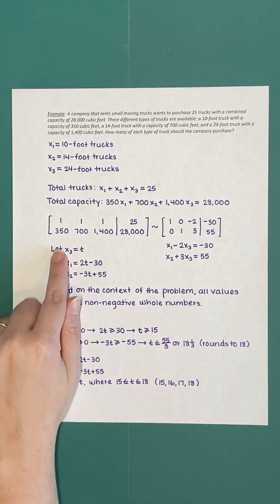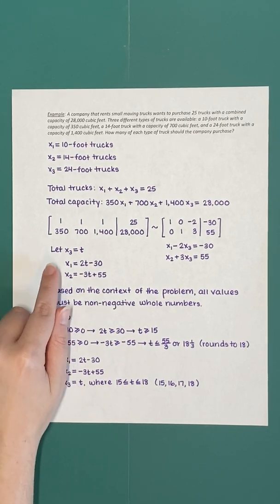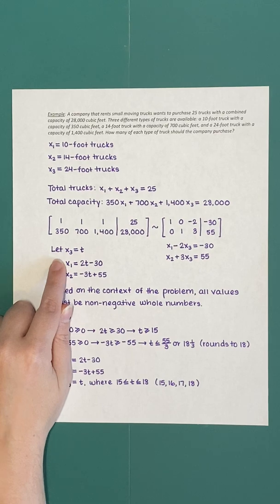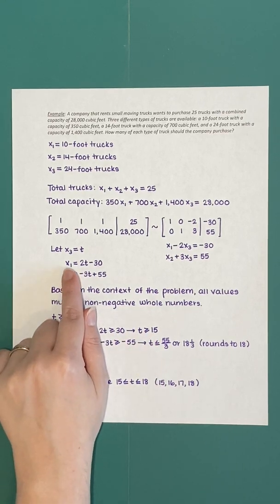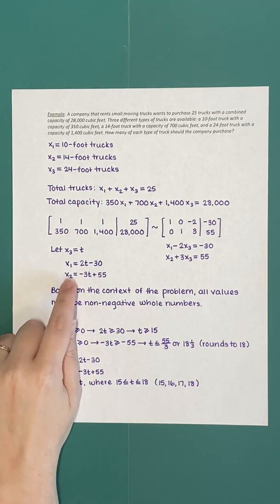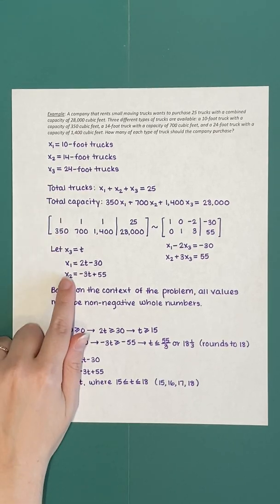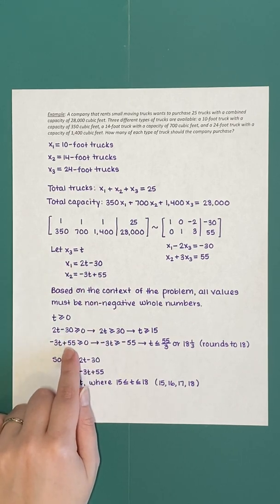So in order to fit the basic context of the problem, t has to be at least 0. But in order to also work with this expression we have for x1, we now know that t has to be greater than or equal to 15. If it were anything smaller than 15, then x1 would end up being a negative number, which means we now run into solutions that don't actually make sense in the context of our problem. Now x2 also needs to be greater than or equal to 0 because again, it represents a number of trucks that we're buying. So we want to apply that as well to the expression representing x2.